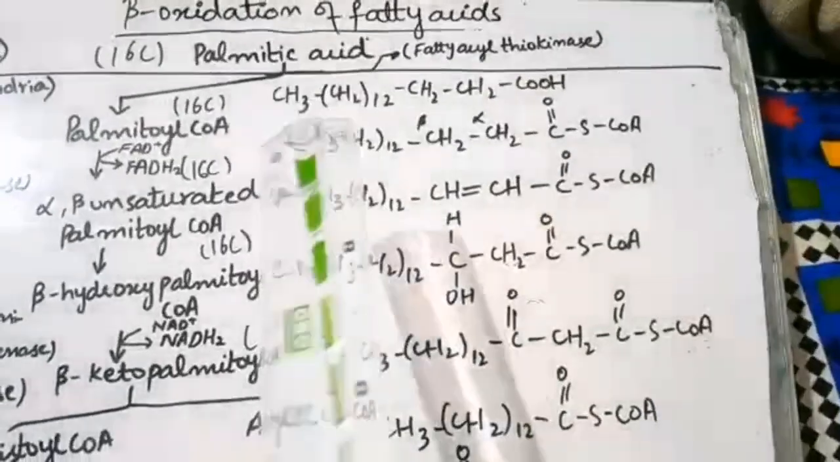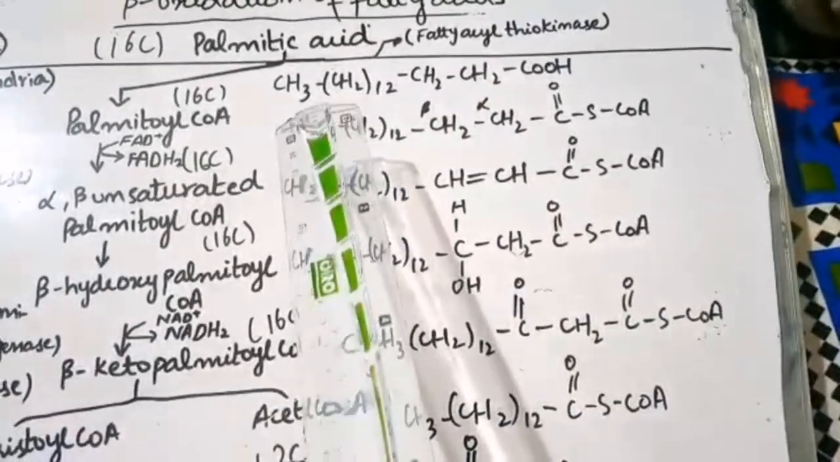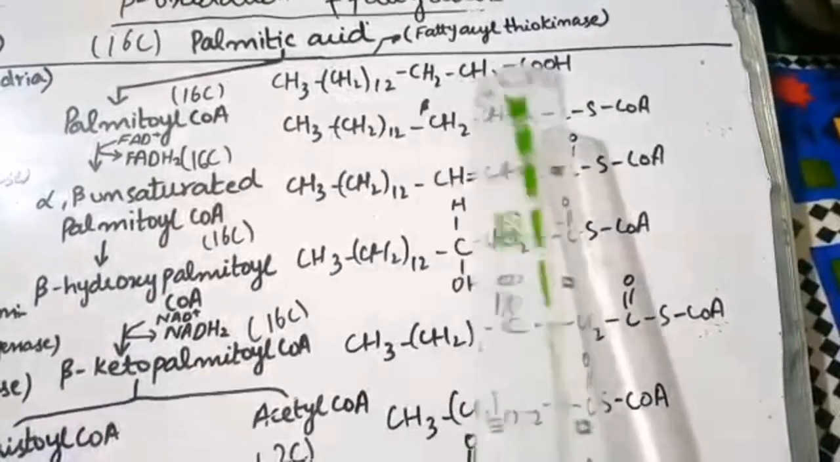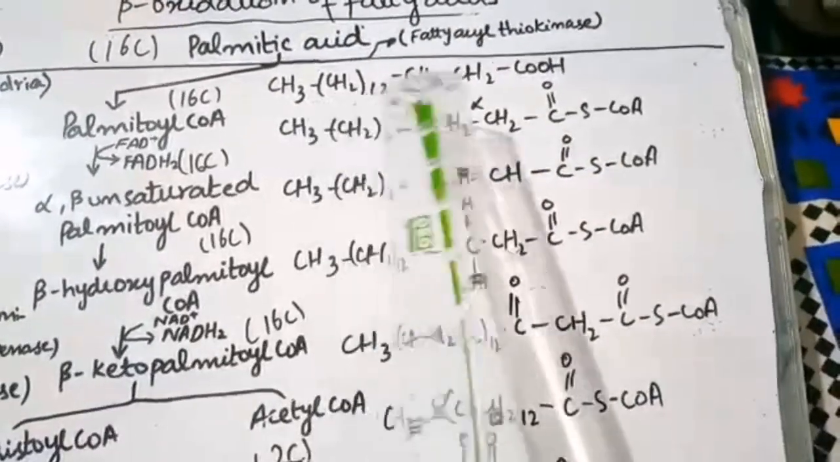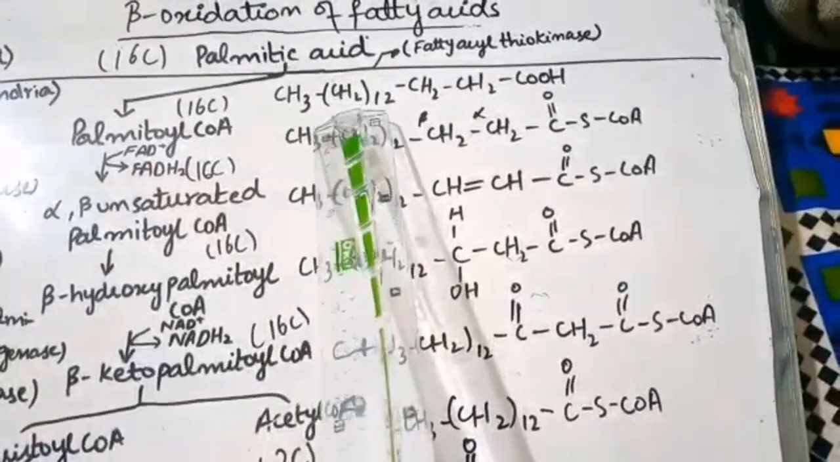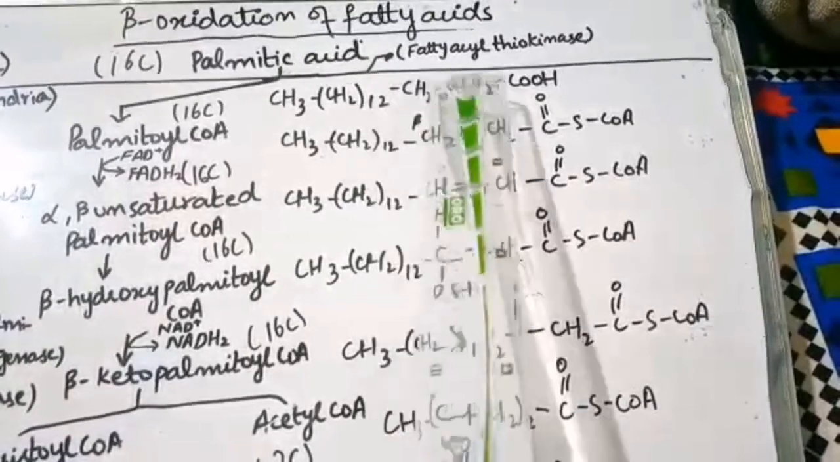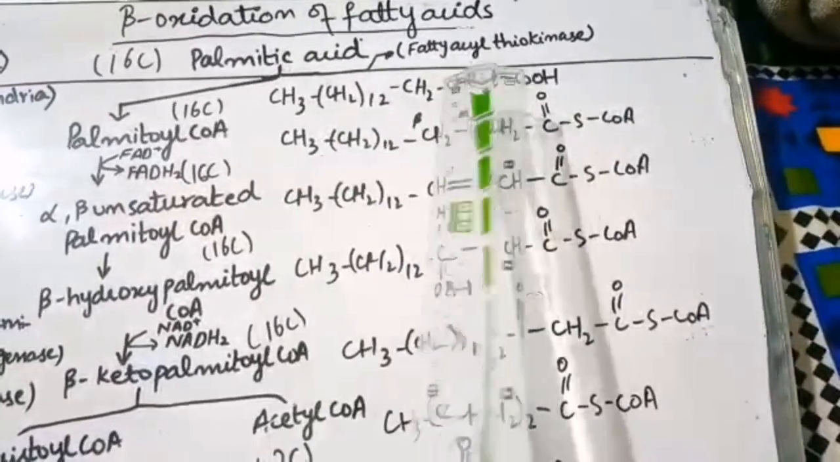So now we are having the structural explanation of beta oxidation of fatty acids. Here, first of all, we have the structure of palmitic acid. Palmitic acid consists of 16 carbon. The first carbon is there. The rest of the carbons are these, 12, 13, and then 14, 15, 16. So it is a 16 carbon compound.